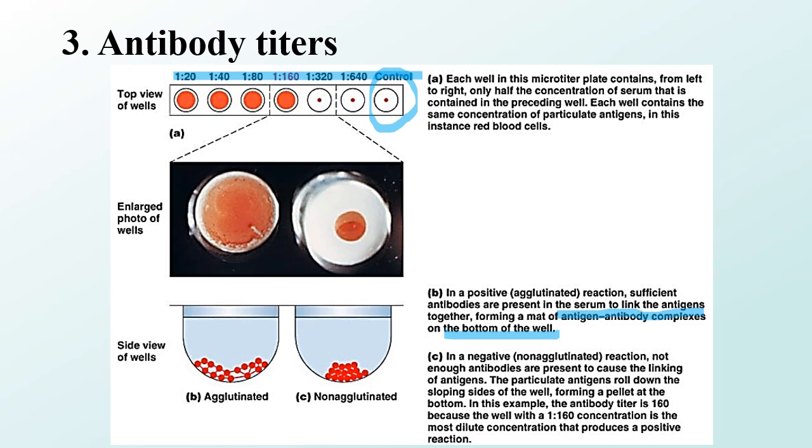Okay, in this case all these four form the antigen-antibody complex, except for starting from this one. So therefore, this concentration 1:160 is considered a positive reaction because it produced the antigen-antibody complex. Actually, this topic is not really in your syllabus, so for now, just briefly knowing this is sufficient.